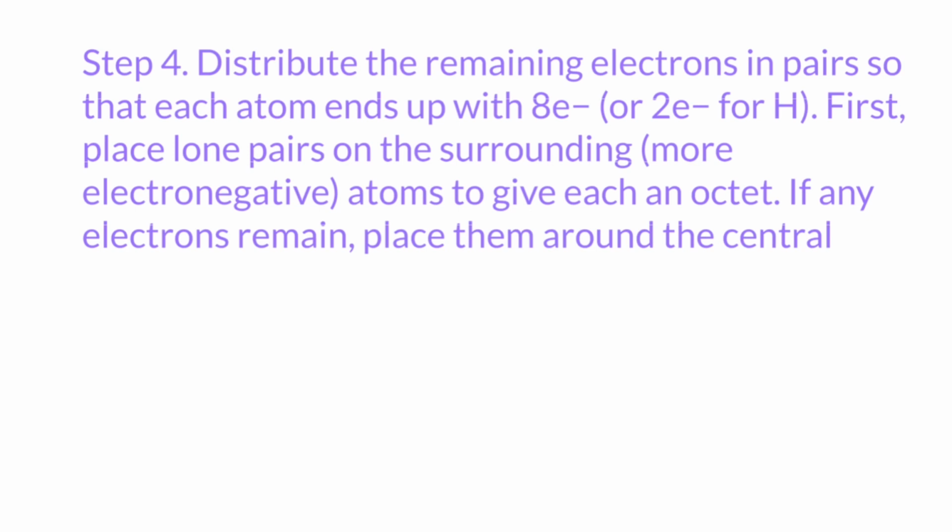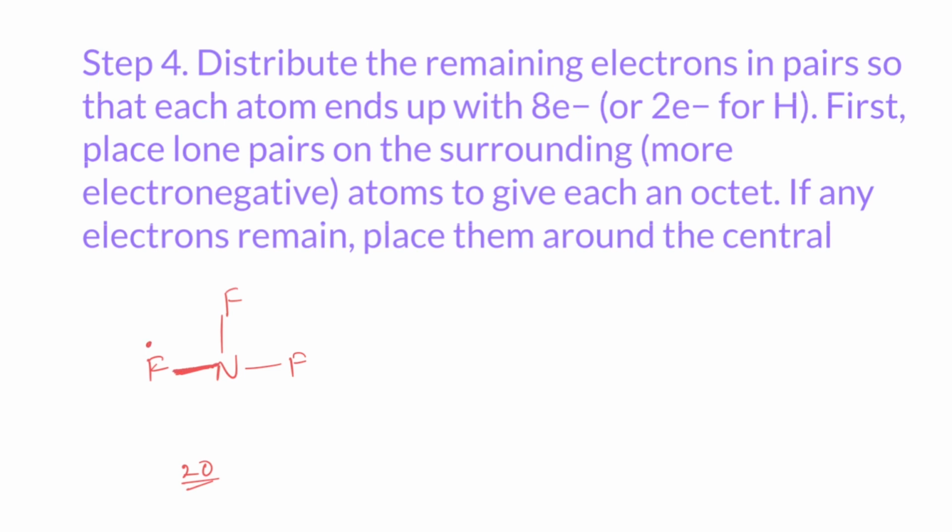Now we have NF3. Out of 26, totally 6 electrons removed, then 20 left. So among the 20, we have to give each atom. How many electrons are left? 20. That I am distributing now. Each one should get the octet. So here already 2 electrons are present, that is one bond.